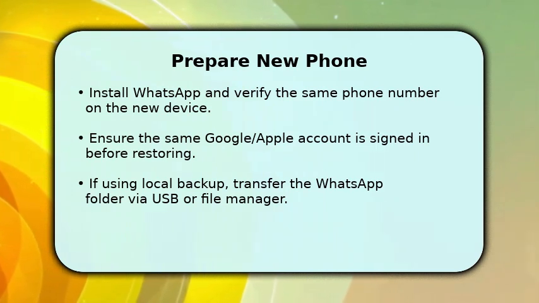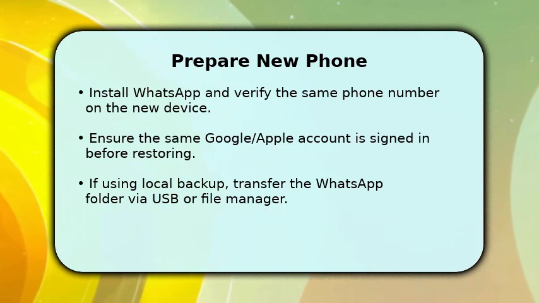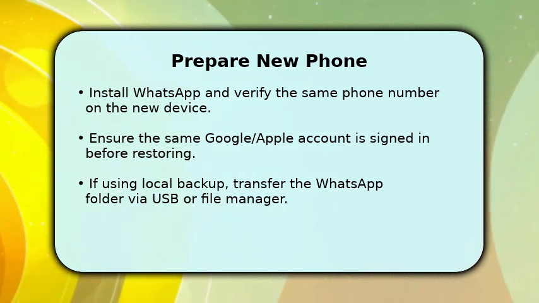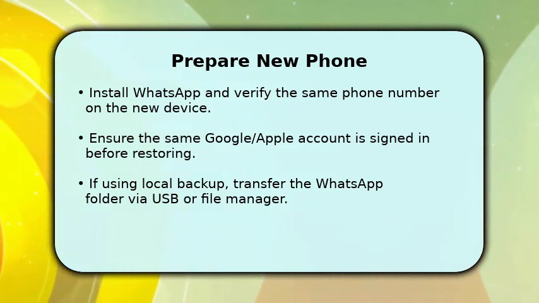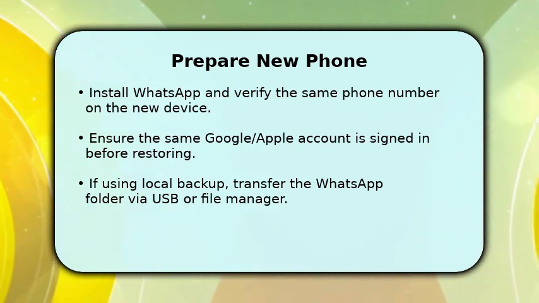If you rely on a local backup from Android, copy the WhatsApp/databases folder into the new device first, then install and restore. Make sure your cloud account is signed in so WhatsApp can access the backup file.